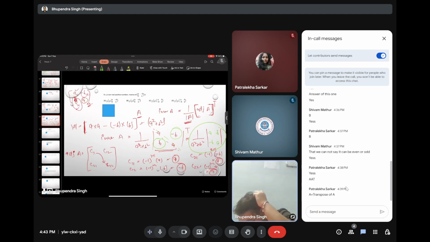Now which is the correct answer? Tell me. So these two have been omitted already, because of the plus sign. Here it is minus. So B and D are eliminated. Now out of A and C, which one is the correct answer? It looks like C. No answer from Patlekha and Seva.